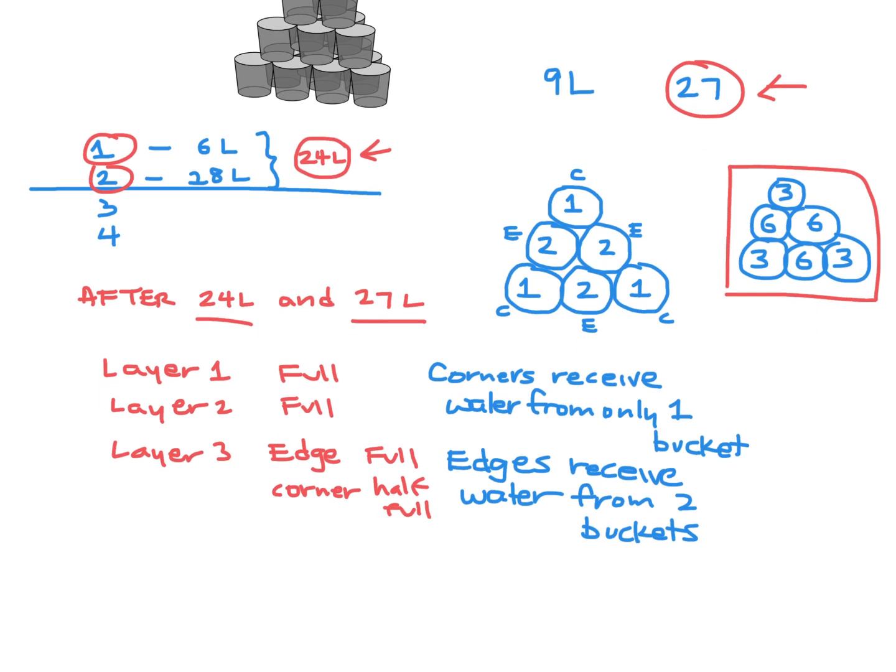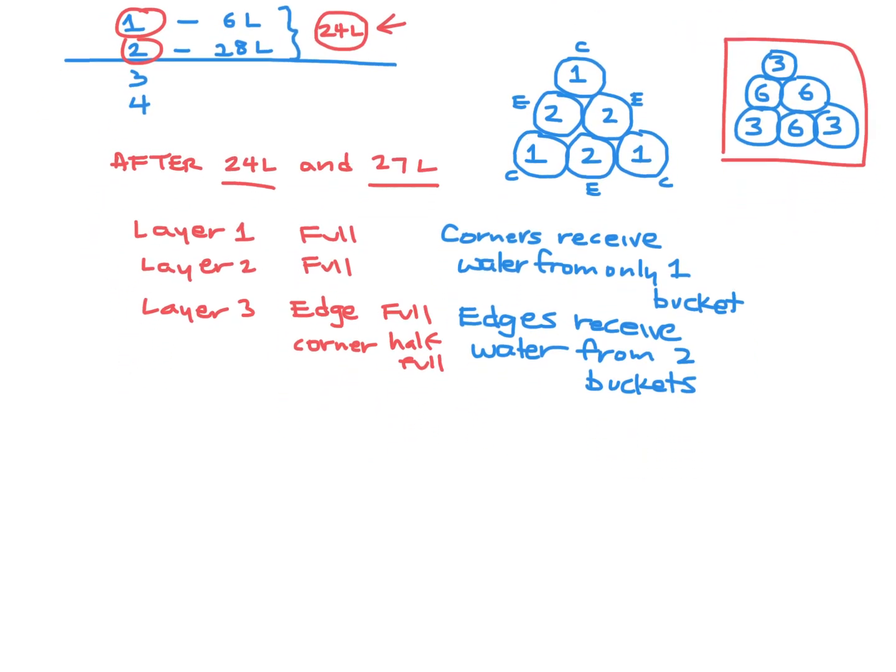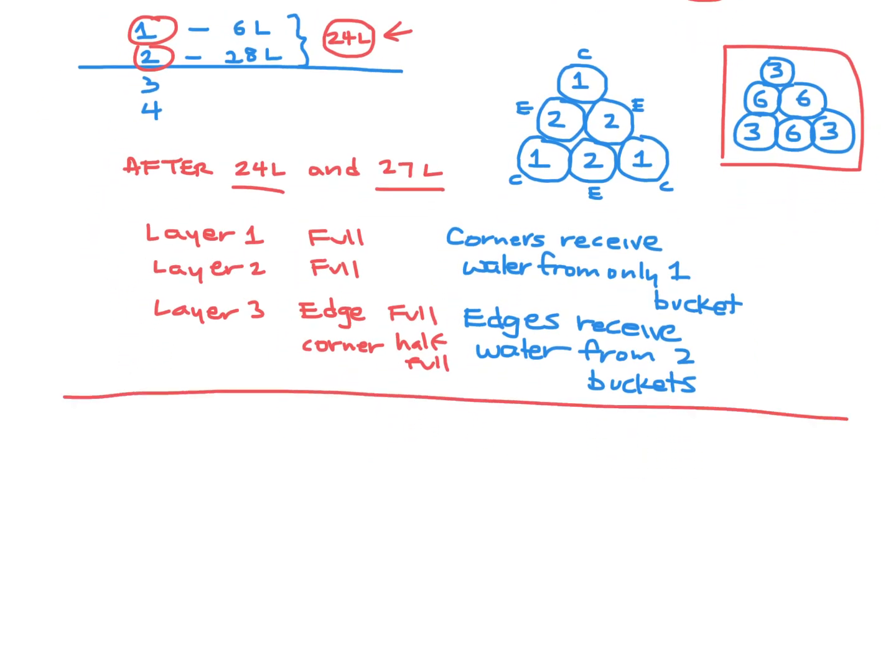Okay, so hopefully so far you're following. So far it's not too complicated. Fortunately, I think we only have to go one more step. Now we have to first get all these corner buckets to be full, and only after that happens will the final layer start receiving water. To get these 3s into 6s, we have to put in another 9 liters, right? Yeah, we have to put in another 9.